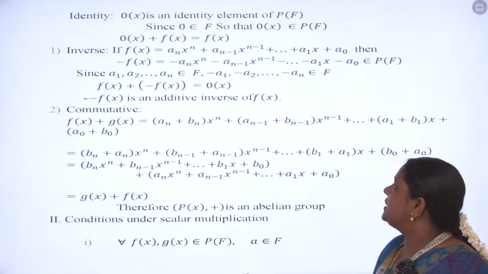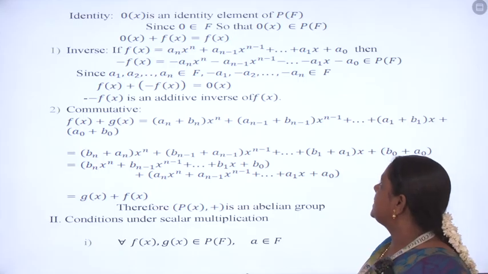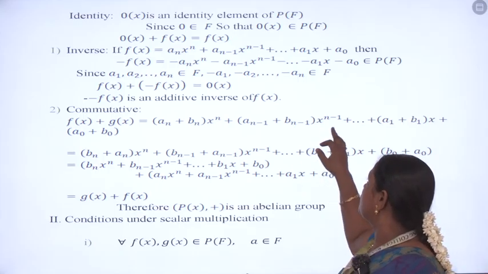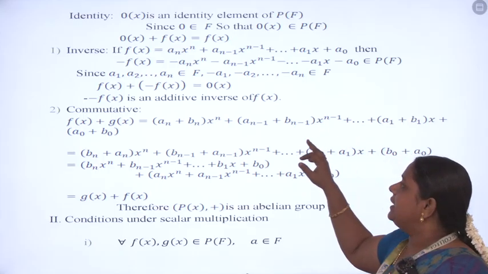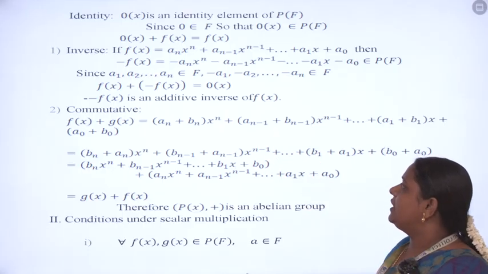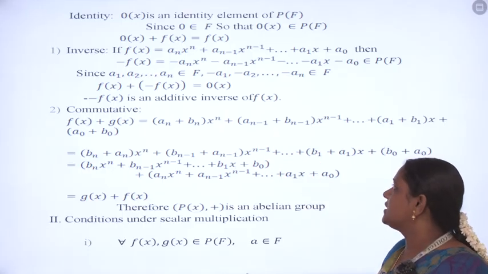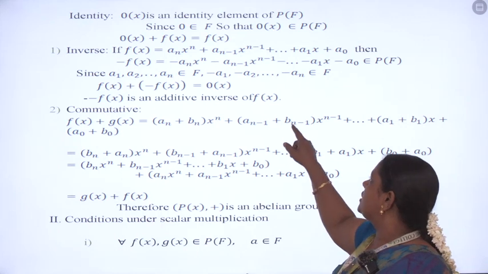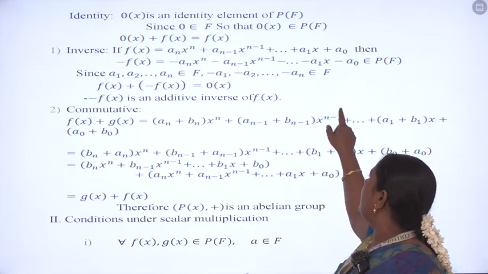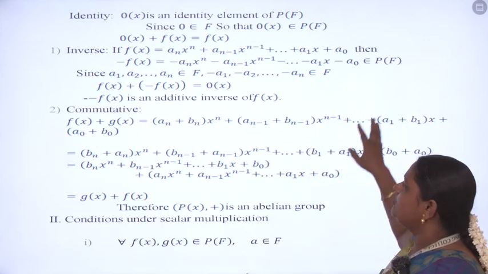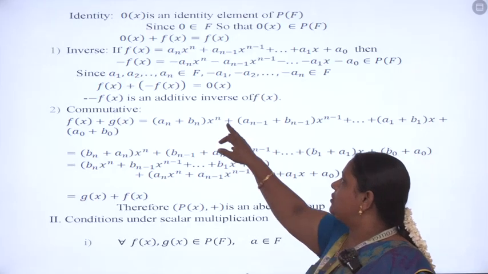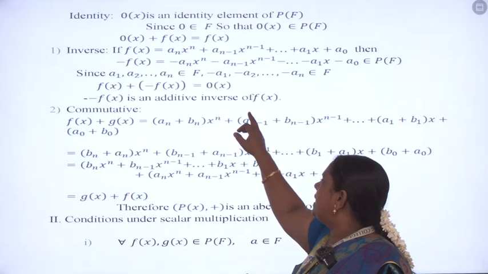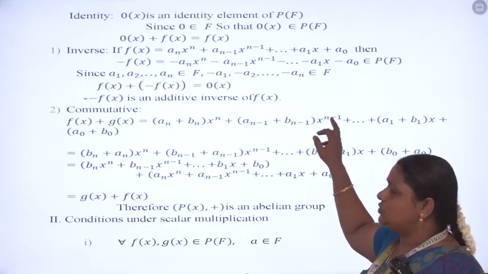Inverse. If f of x equals an x power n plus an minus 1 x power n minus 1 and so on, a1x plus a0, then consider minus f of x. Minus f of x is minus an x power n minus an minus 1 x power n minus 1 and so on, minus a1x minus a0, which belongs to P of F. Since a1, a2 and so on belong to F, minus a1, minus an also belong to F.